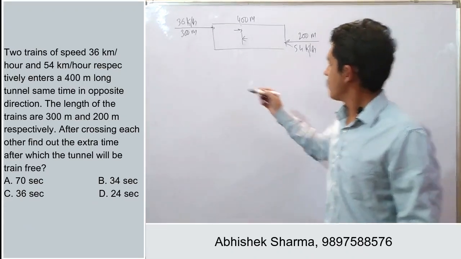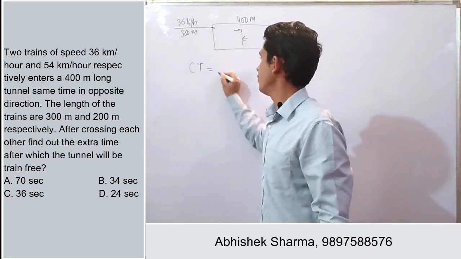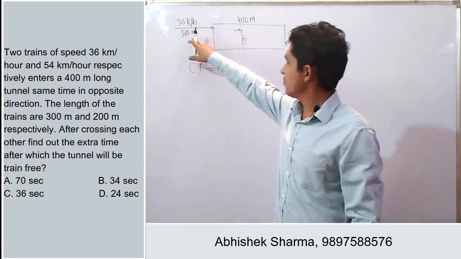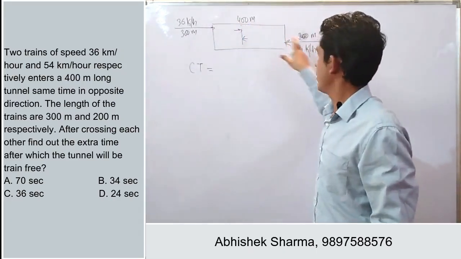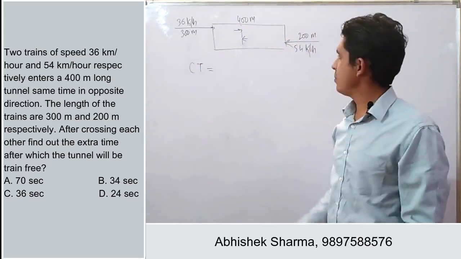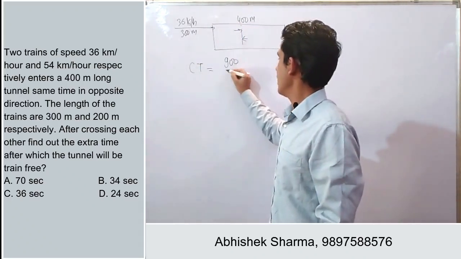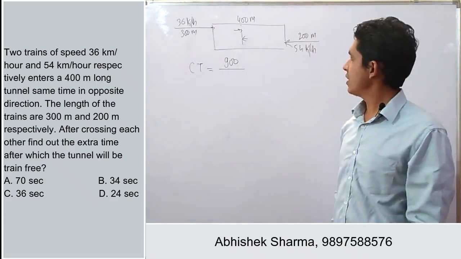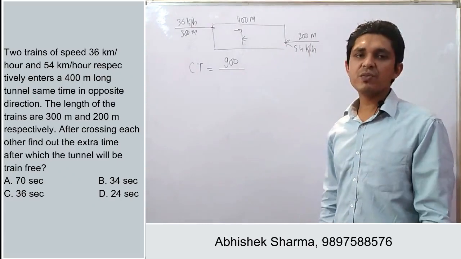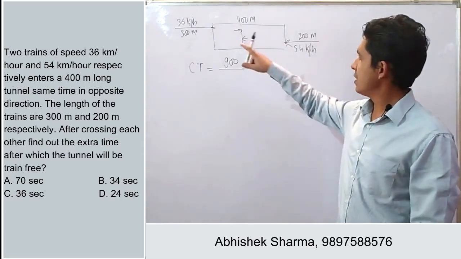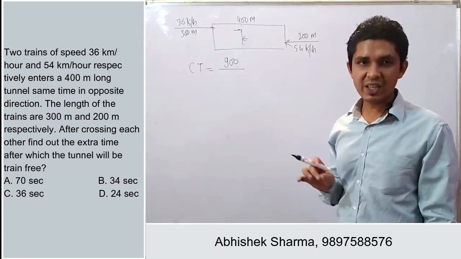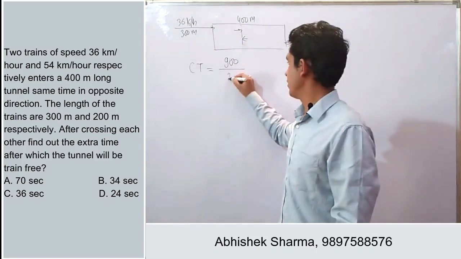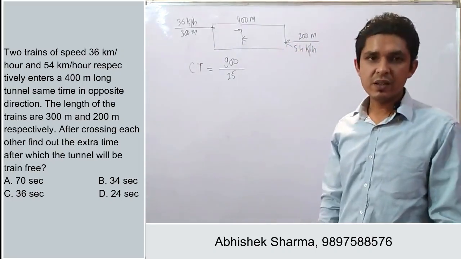Okay, so what we have to do is first find the crossing time. For the crossing time, the total distance will be 300 plus 400 plus 200, right? So this will be 900 meters, divided by the relative speed. Now let us check, the direction is opposite, so the relative speed will be added. So this will be 36 plus 54, that will be 90, and 90 multiplied by 5 by 18, that will be 25, right?